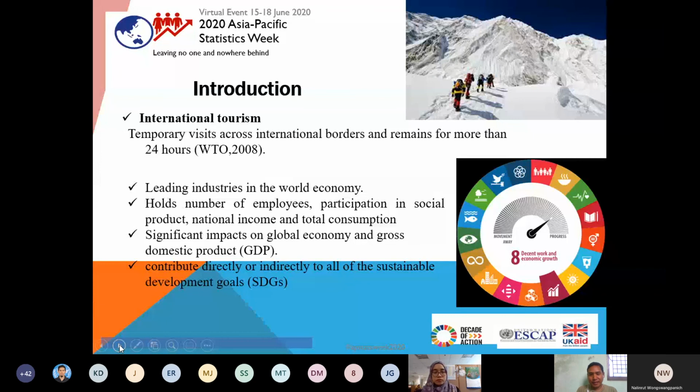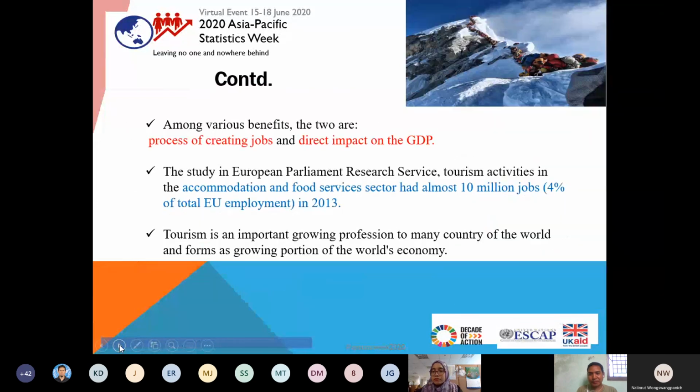This slide is sharing. Please. We have to define international tourism. What is international tourism? It can be defined.